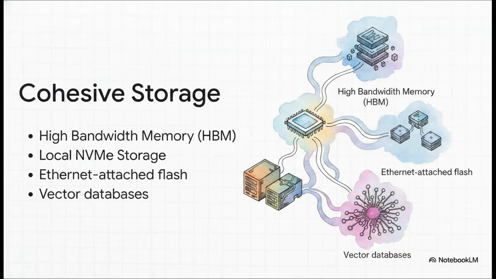Looking at the broader economic landscape here, you quickly realize that a single type of storage just isn't going to cut it for next-generation AI agents. You really have to build a cohesive ecosystem. And that means you're balancing ultra-fast, ultra-expensive high-bandwidth memory, or HBM, with local NVMe and highly scalable Ethernet-attached flash. Add vector databases into the mix, and yeah, it's a giant puzzle. But integrating these seamlessly, that is the only way your inference fleet stays both scalable and cost-effective.